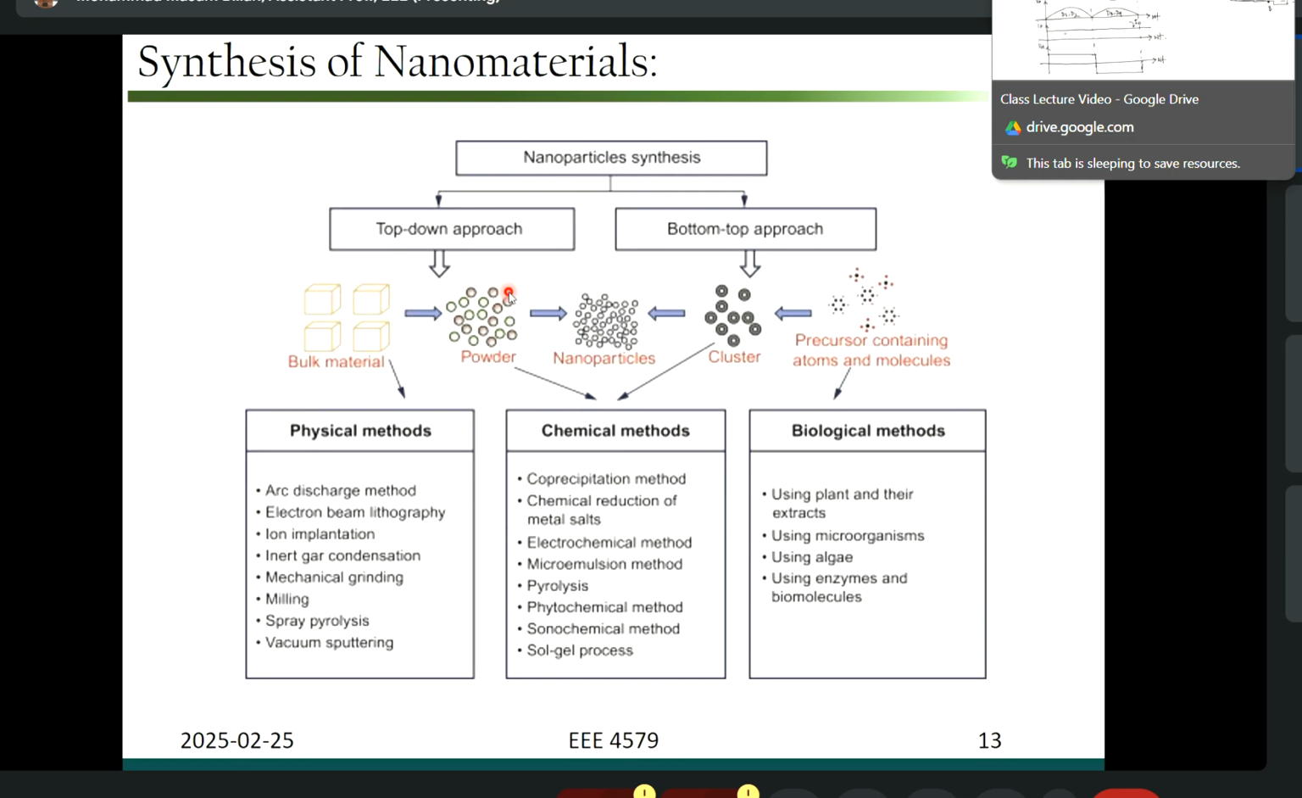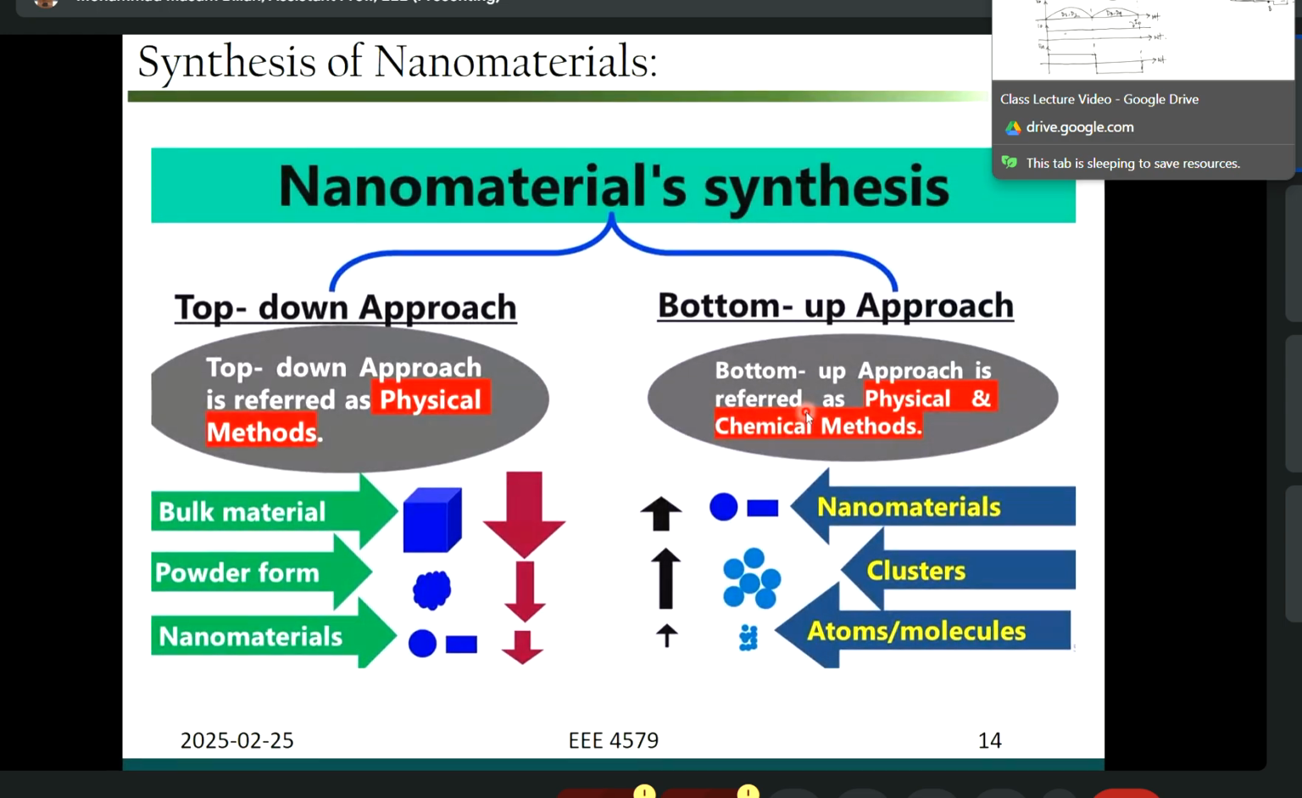So these two approaches, top-down and bottom-up, are applicable for economics, chemical synthesis, physical methods, biological methods, and even AI and ML tools. There are so many applications where you can use this kind of approach. So I would like to get the difference between those two approaches.